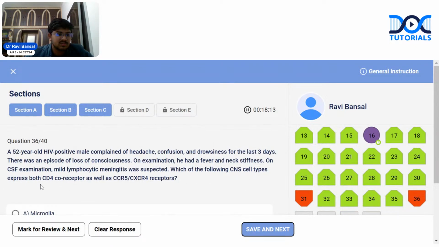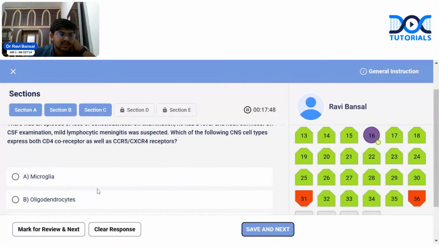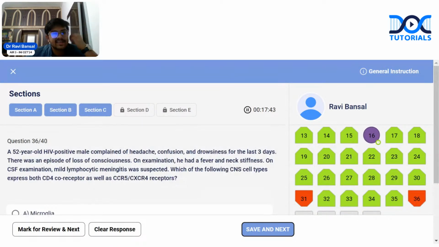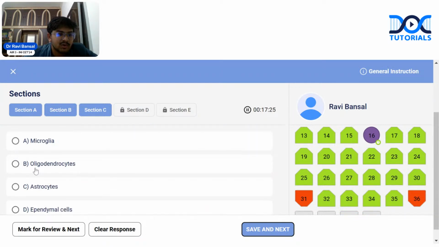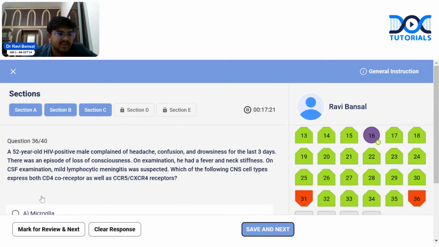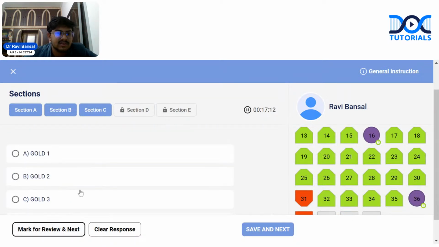Which of the following CNS cell types express both CD4 receptor as well as CCR5 and CXCR4 receptors? A 42-year-old HIV male had confusion, drowsiness, an episode of unconsciousness, fever and neck stiffness. Mild lymphocytic meningitis was suspected. So they are asking which CNS cell has both the receptors CD4 as well as CCR5. I am not sure about this question, but when I read HIV in CNS infection in pathology, there was mention of microglial nodules. If there is microglial nodule formation in HIV, I think the microglial cell should have both receptors, because we do not read about oligodendrocyte or astrocyte or ependymal cell in HIV CNS infection. We actually read about microglial. So this is just a pure guess. I will mark it for review and see it at a later time.